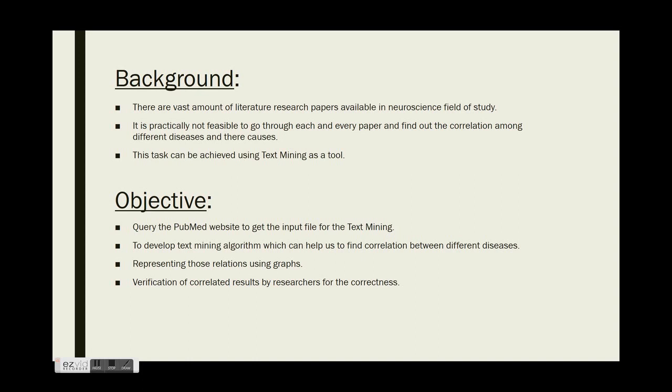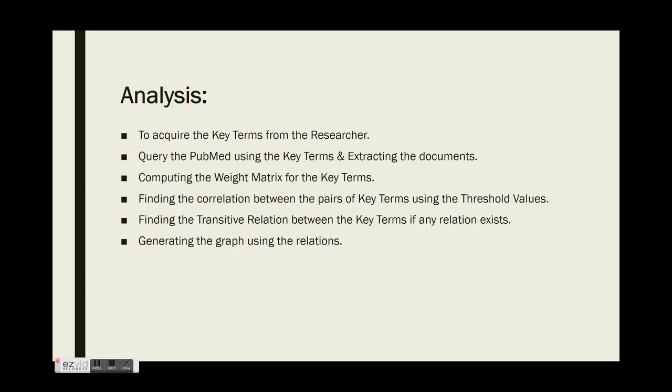So the objective here is to first query the PubMed website and we get all the input files for the text mining, and then we need to develop the text mining algorithm which helps us to find the correlation between the diseases. Then we need to represent those relations using graphs, and the correlated results is verified by the researchers for their correctness.